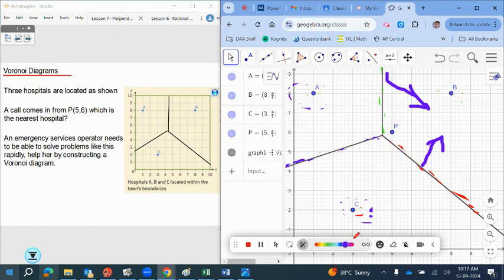An interesting point in this one is the vertex here. This vertex here where the three edges meet is going to be equally distant from A, B, and C. So that's one of the interesting parts about that one.